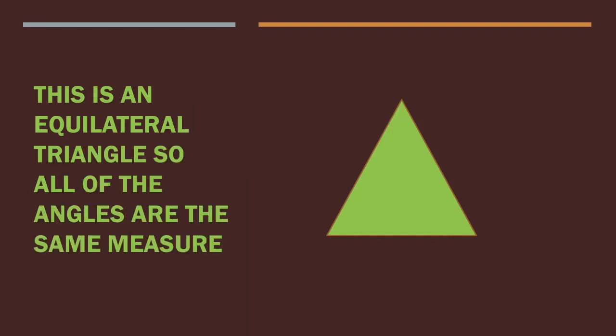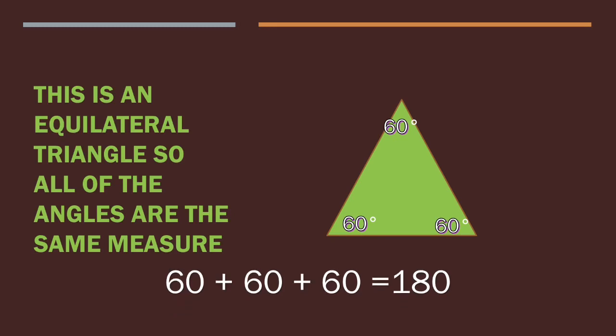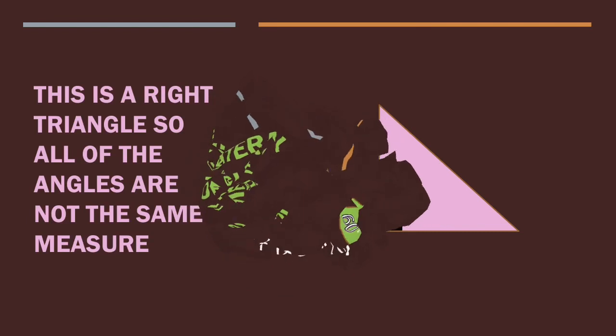This one right here in green is called an equilateral triangle. It means that all of the angles are the exact same measure. So if I tell you the first one is 60 degrees, that means that all of the rest of the angles included with this triangle are also 60 degrees each. And of course, if you were to find the sum of all three of those angles, 60 plus 60 plus 60, is going to equal 180.